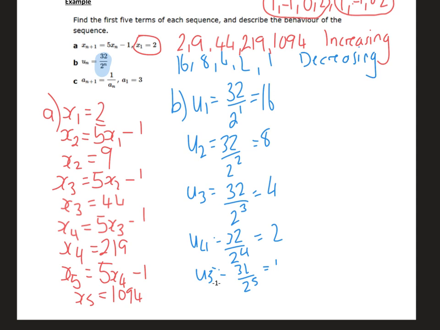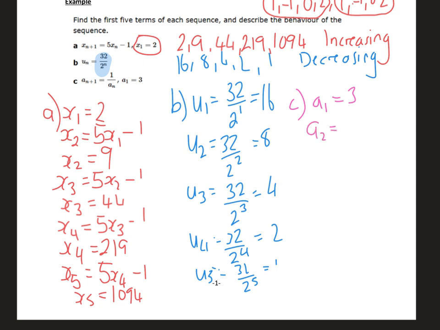And the last one, I've used the letter A. So it doesn't matter what letters we use. Let's do this one in pink. So for C, this time it's a term to term rule again. So it's given me that the first term is 3. And it says the next term, so a(n+1), is 1 over a(n). So the next term is 1 over the current term.